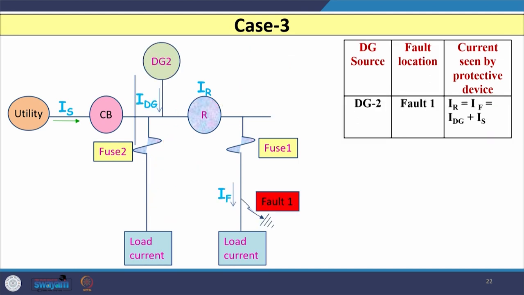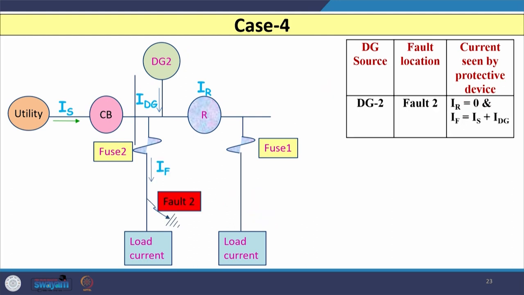If I consider the third case, where I consider DG2 and fault 1, the current flowing through the recloser and the current flowing through the fuse are both the same, that is IDG plus IS. If I consider this fault, the current flowing through this is the same, and the current through the fuse is also the same. So this case is not important for us.